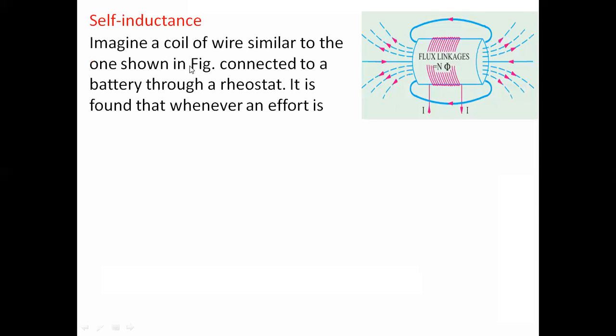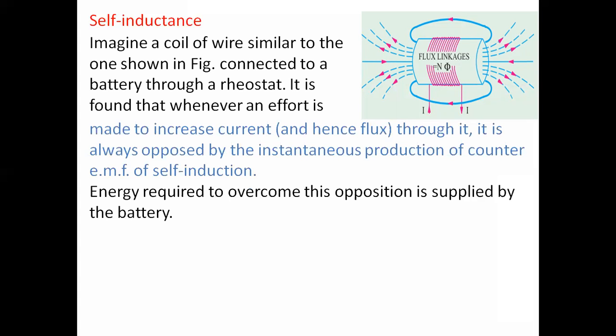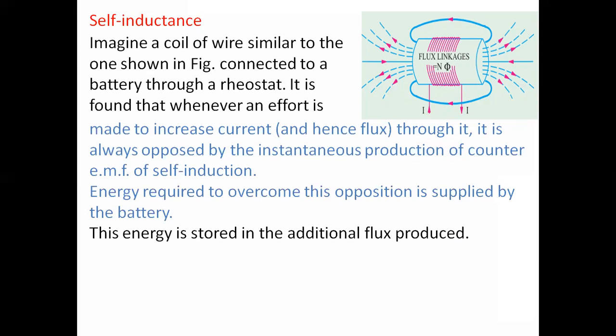Imagine a coil of wire similar to the one shown connected to a battery through a resistor. It is found that whenever an effort is made to increase the current, the flux opposes it. So a self-induced EMF will be generated by this circuit. The energy required to overcome this opposition is supplied by the battery. Due to the self-induced EMF, the battery will also supply the higher energy required to maintain the constant generation of flux. This energy is stored in the additional flux produced.